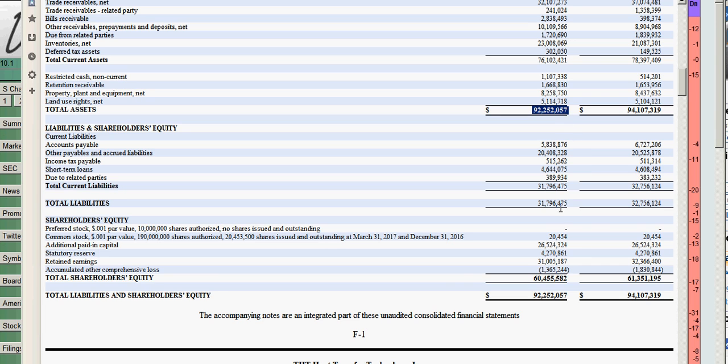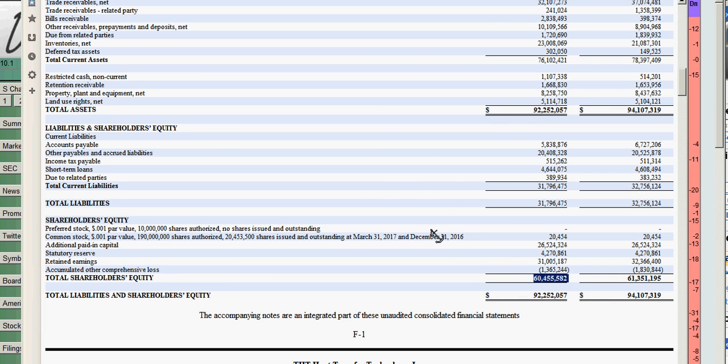You come up with something called shareholders' equity. And this is what the company's actually worth. I mean, if this thing went under, there would be $60 million left over. That would be the value.